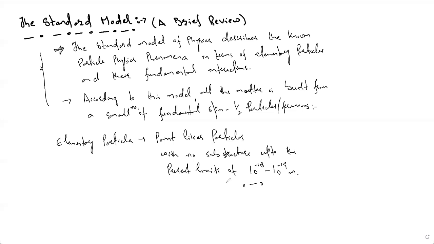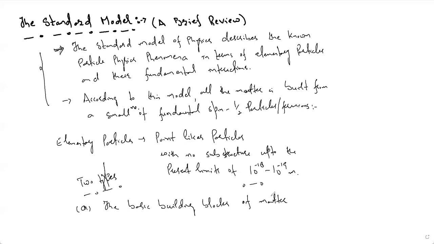Okay, now these elementary particles are actually of two types. So there are two types. The first one is what we call the basic building blocks of matter. These elementary particles are known as matter particles. Fine.